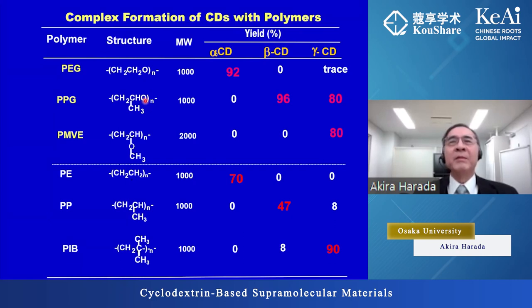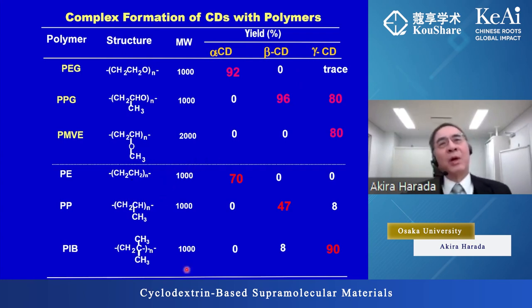The polymethyl vinyl ether has the oxygen in the side chain, and the polypropylene glycol has oxygen in the main chain. So the polymethyl vinyl ether is thicker. It has a larger cross-sectional area. In this case, only the largest gamma cyclodextrin forms the complex with polymethyl vinyl ether. So there is a good correlation between the cross-sectional areas of these polymers and the sizes of the cyclodextrin cavities.